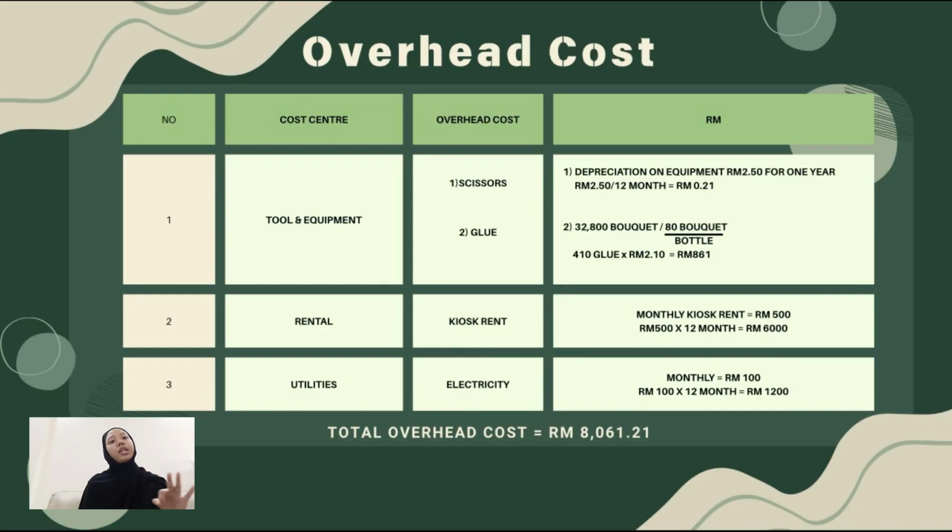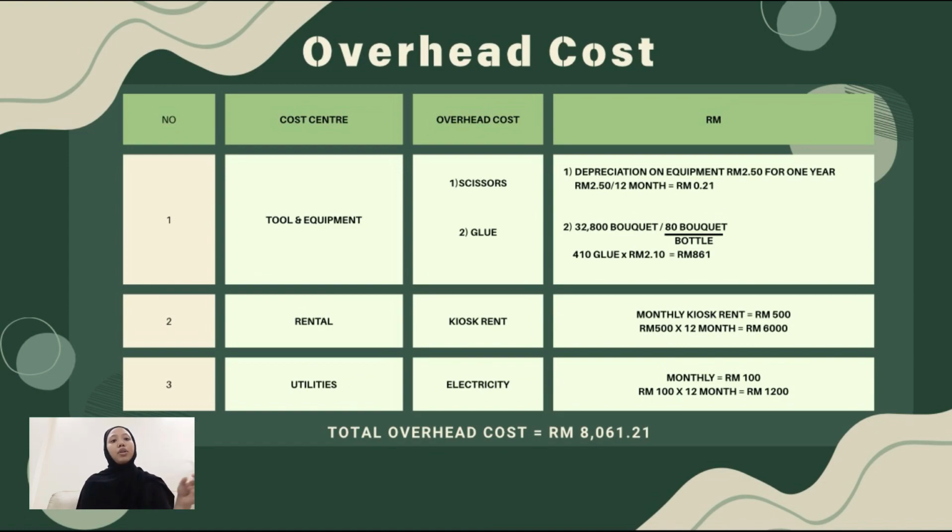They have three main categories here, which are store equipment, rental, and also utilities. So they have equipment. First is scissors. Scissors we only use for 1 year, and depreciation on equipment is RM2.50. So we divide by 12 months, so we got 21 cents.